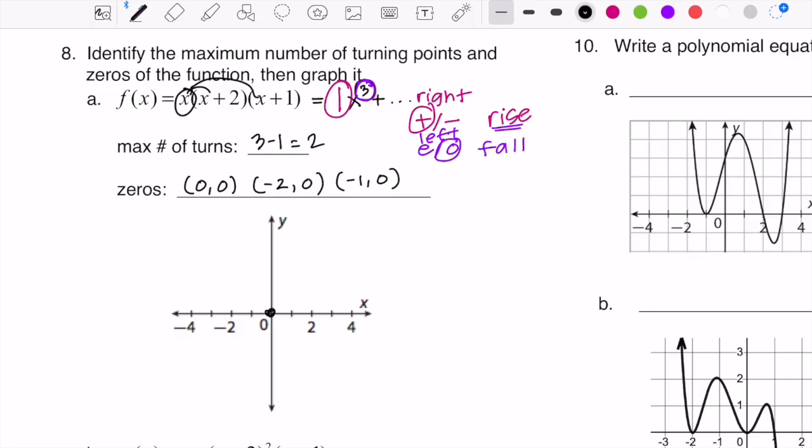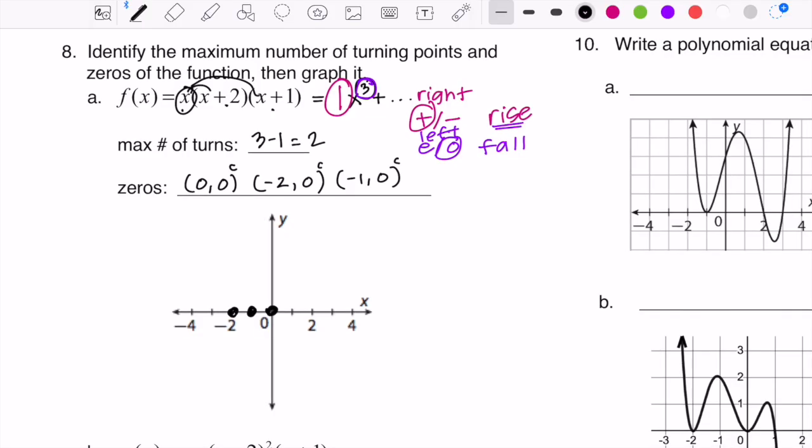So then what I'm going to do is plot my zeros. I don't have any multiplicities other than 1, so these all have odd multiplicities, which means each of them is going to cross through the graph. So the right is going to rise.